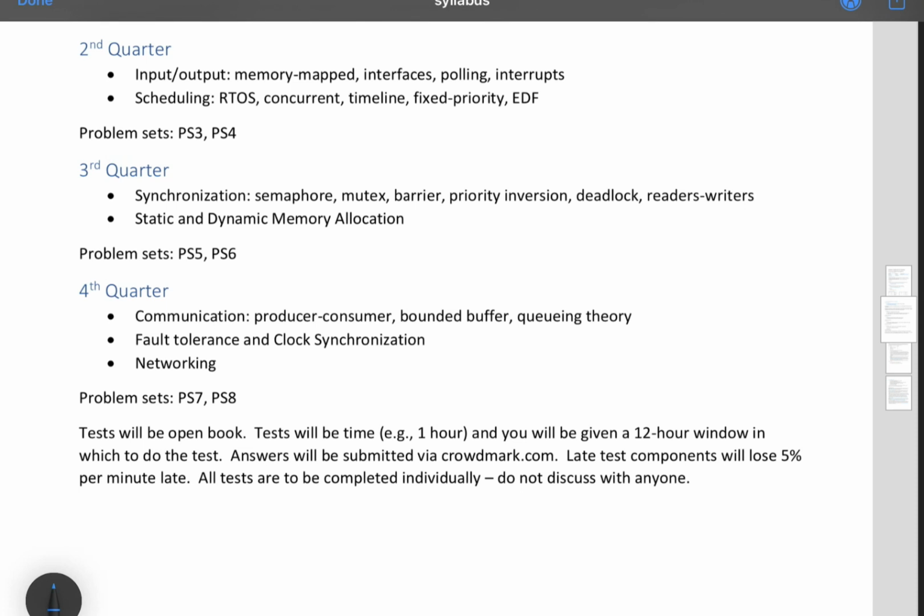I use CrowdMark for submitting the solutions and doing the marking. The late penalty is 5% per minute to, I guess, motivate you to get things submitted on time. And I think it's fair. If you're 20 minutes late, you've lost the whole weight of the test, but it's enough of a deterrent for people not to go over time. Okay, so tests are done individually. You may not discuss them with anyone, whether they're in the class or outside of the class.